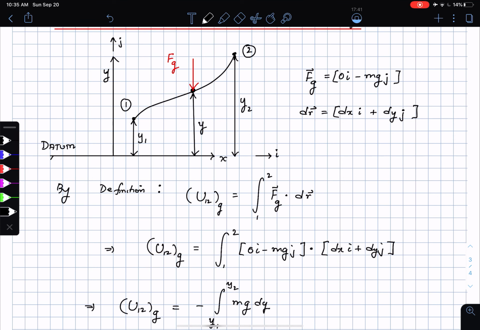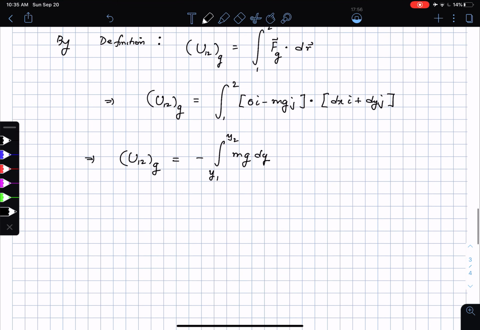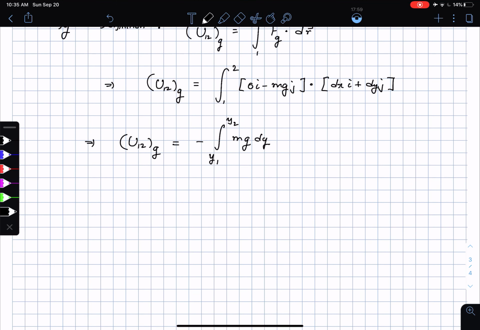Okay, so the datum is some kind of a fixed horizontal position from where the heights are always going to be measured. It can be an arbitrary horizontal line. It can be a line above or it can be a line below, but if you're starting off with the datum, it has to be consistent throughout the problem that you're solving. Okay, mg dy is fairly easy to find out.